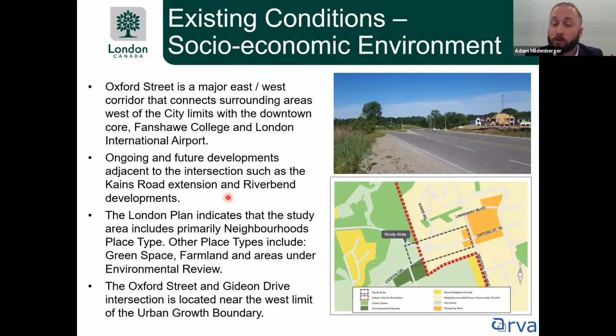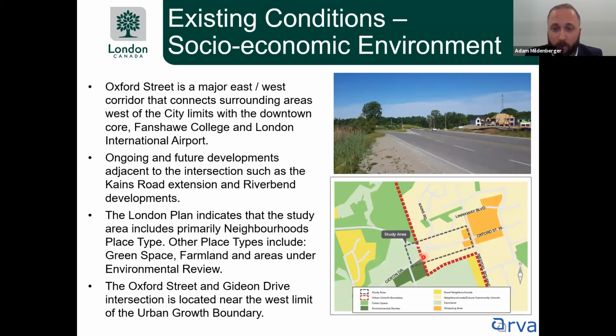With respect to the socioeconomic environment, Oxford Street is a major east-west corridor. It provides a key connection between the west of the city limits and the downtown core, as well as to key destinations such as Fanshawe College and the London International Airport. There's ongoing and future development planned in this area and in the immediate vicinity of the intersection as well. You can see this map down here at the bottom right of my screen. It's taken from the City of London's official plan, illustrating the development pattern of the area.